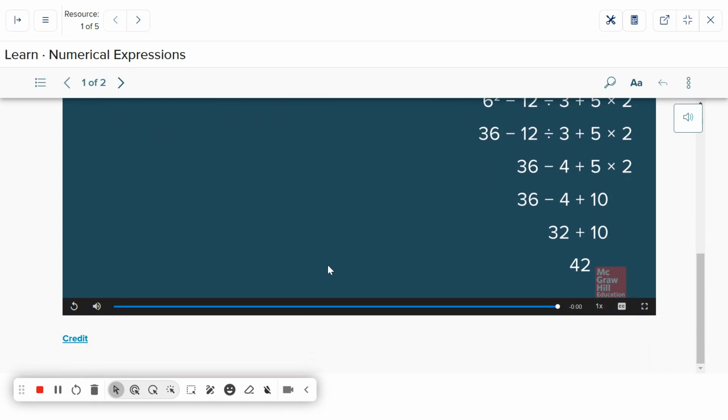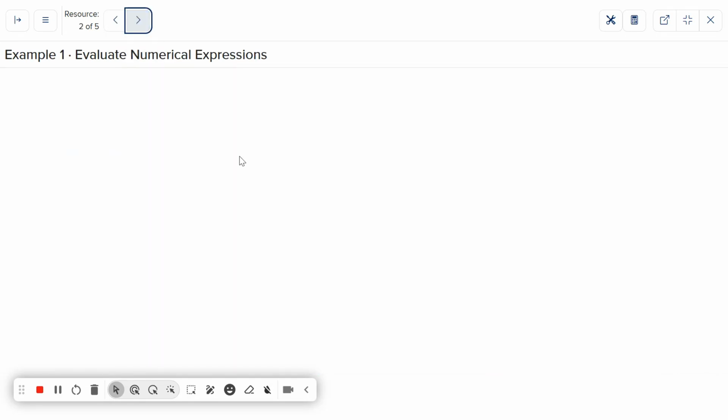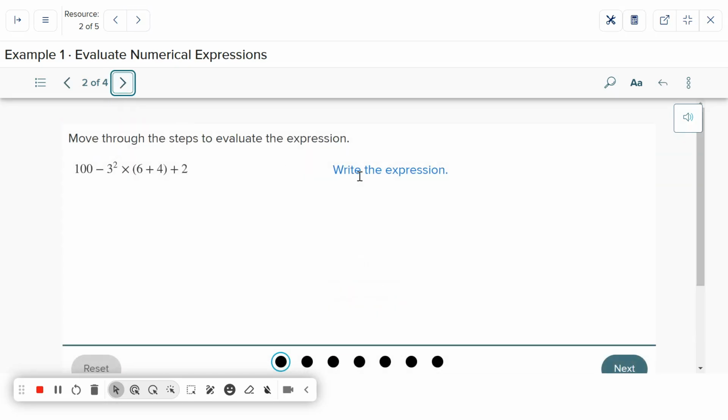Thanks, robot guy. All right, so here we go. Okay, example 1, evaluate numerical expressions. So we've got a thing here to evaluate, 100 minus 3 squared times the quantity 6 plus 4, plus 2. So first, we should write out the expression, and then we are going to simplify inside of the parentheses because the grouping symbols come first. So 6 plus 4 is 10. So we've made a 10 over here.